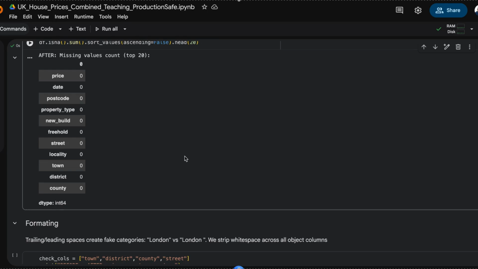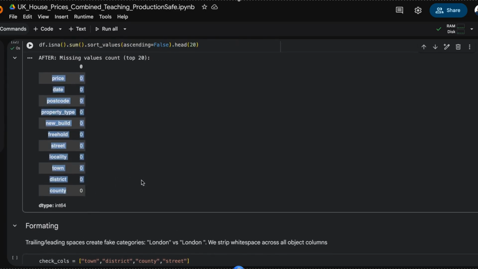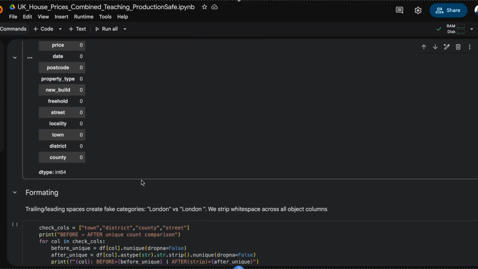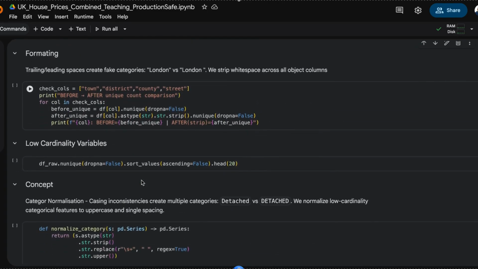In this dataset, we observe that missing values remain negligible. That confirms structural completeness. This validation step is important. Even if nothing changes, we have verified integrity rather than assumed it. Next, we check for formatting inconsistencies.